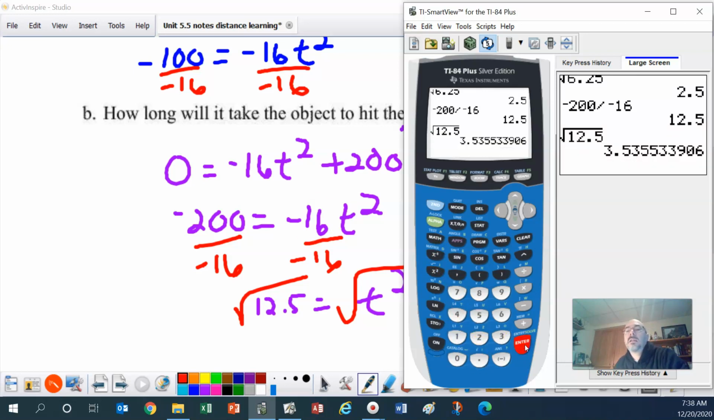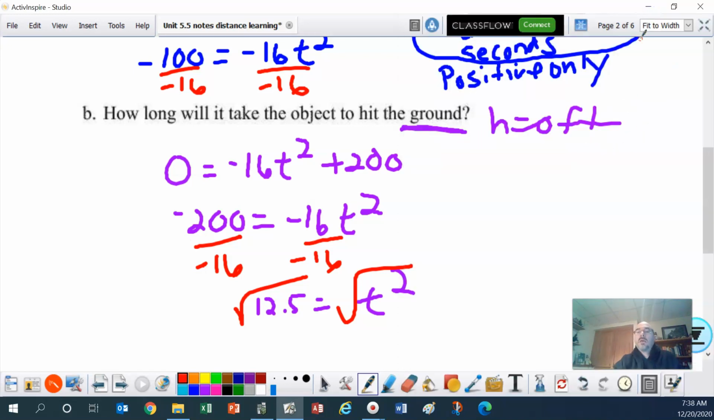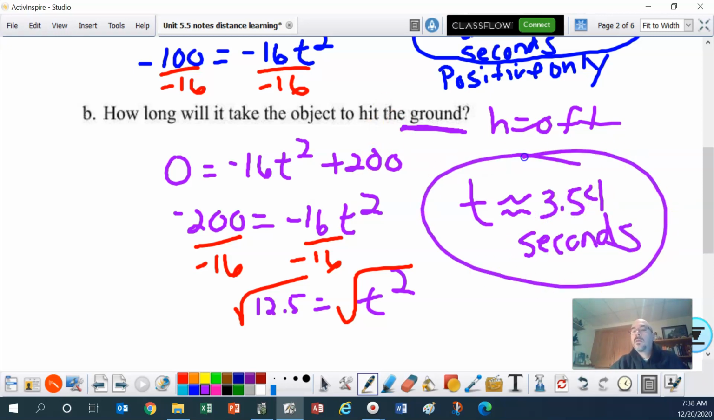and we find that it's approximately, I'm going to round it to 3.54 seconds. So the time it takes, I'm going to put a wavy equal sign for approximately, 3.54 seconds. All right, so 200 feet. Let's just hope it's not a rock or something like that. That would hurt if it hit you on the head. All right, moving on.